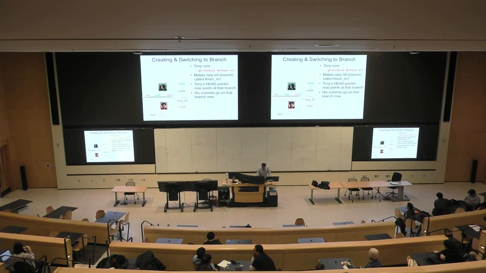Okay, what did that do? It made a new pointer, a new ref. It's called finish M1. It points at exactly the same revision as the master does right now. They both point here. And Tony's head pointer, which is basically where my changes are going to go, now points at finish M1. Bruce Wayne still points at master. So that command really just created a new pointer, which we call a branch, and made my head pointer point at it to say that's the one I want to work with.